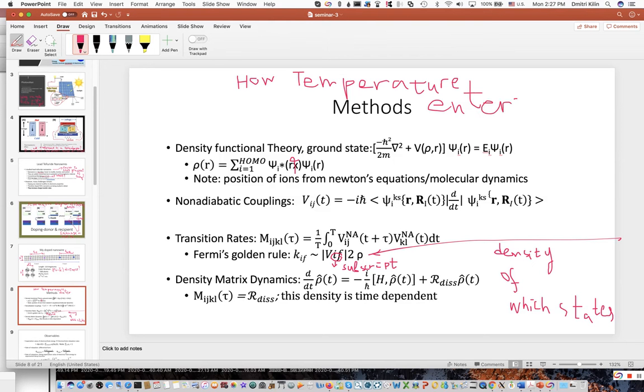After computing all this, I use my density matrix dynamics equation to determine how my charge density changes with time. One quick note: this charge density is dependent on time, and this one is independent of time. So I'm calculating the commutator between my Hamiltonian and my time-dependent charge density, and here I'm using the transition rates from here.